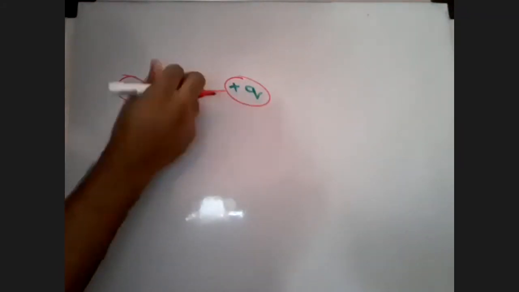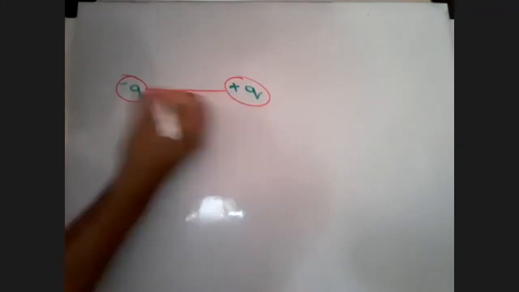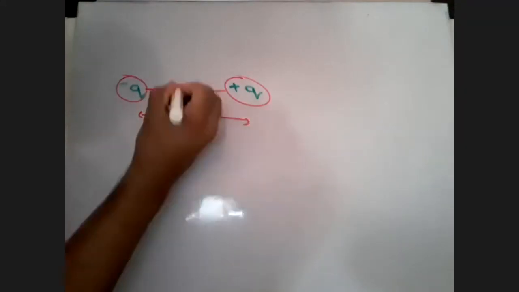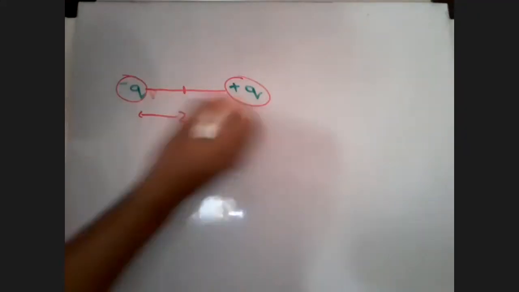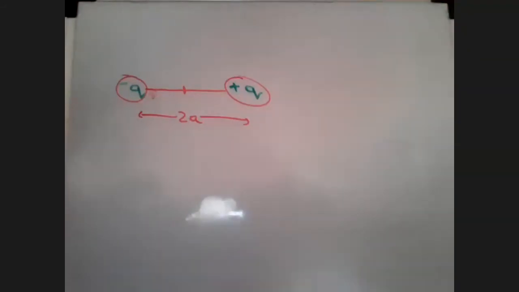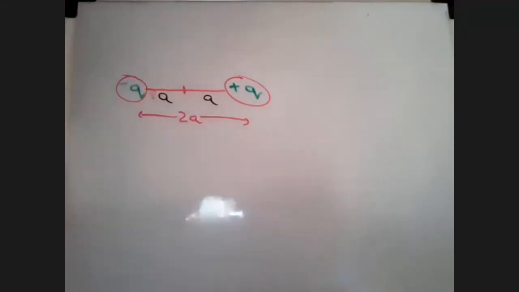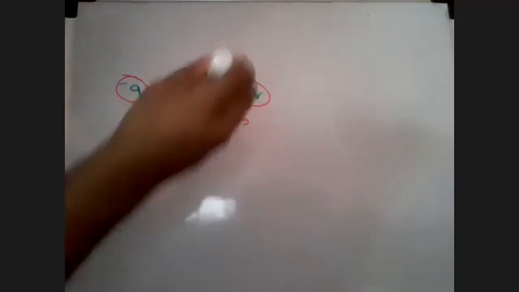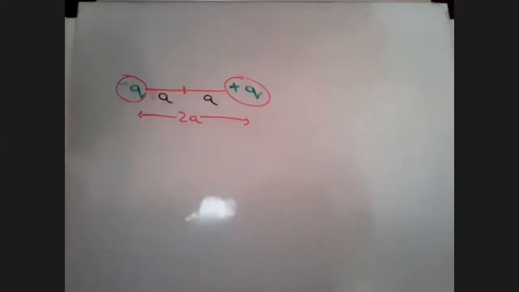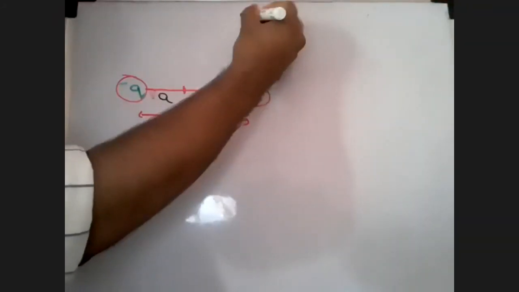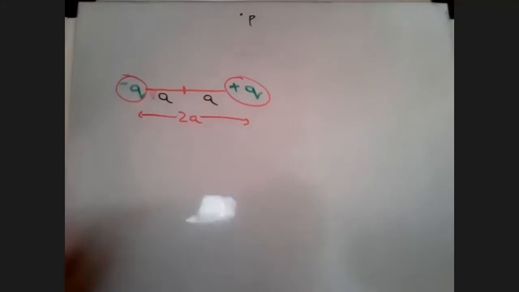So if this is going to be 2a, then from the axis point, what is going to be the distance? It's going to be a. So I'll write that there. Now I want to find out the potential at this point, and let's call this P. It's not exactly on top of Q, it's on that side.